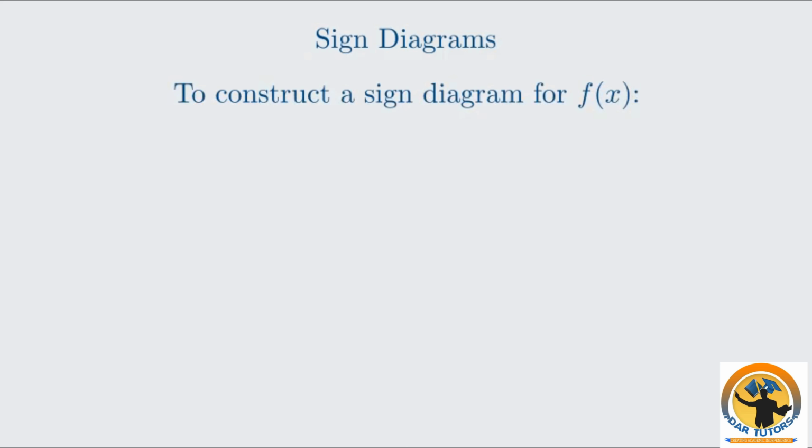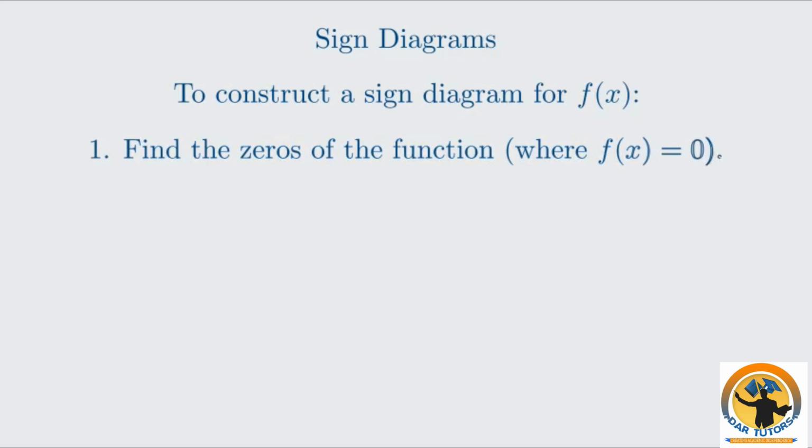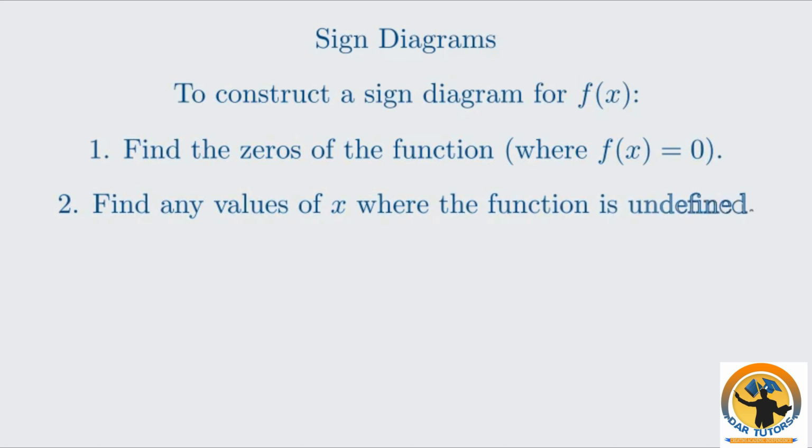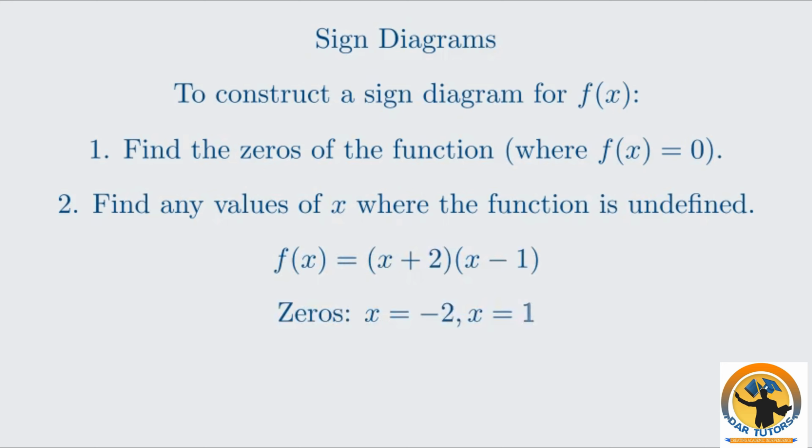To construct a sign diagram for a function f of x, we need to find two things: its zeros, which are the x values where f of x equals 0, and any values of x where the function is undefined, like vertical asymptotes. Let's look at a simple example. f of x equals the quantity x plus 2 times the quantity x minus 1. First, we find the zeros by setting the function equal to 0. This gives us x equals negative 2 and x equals 1. These are the critical points for our sign diagram.